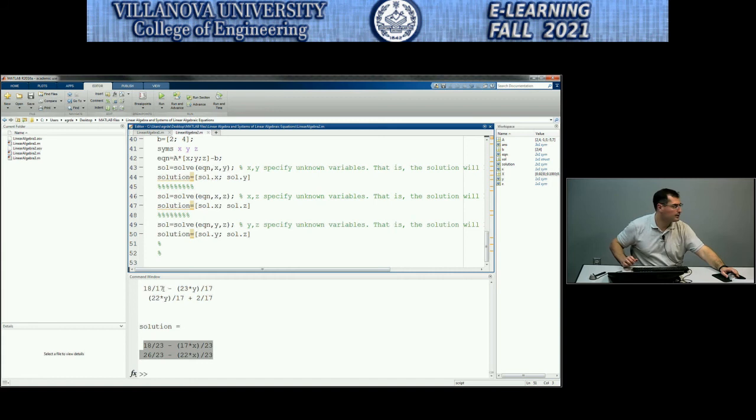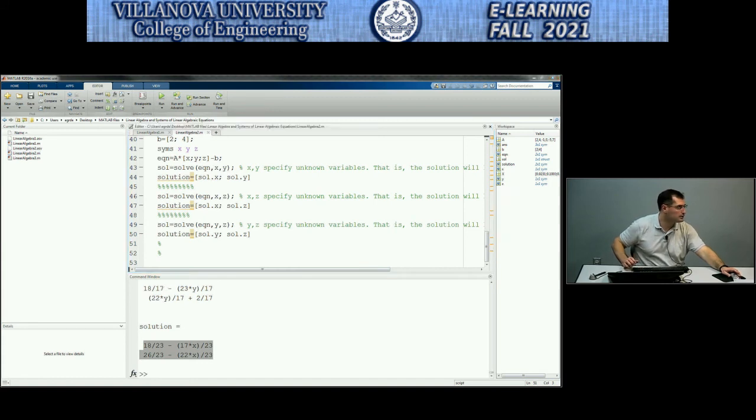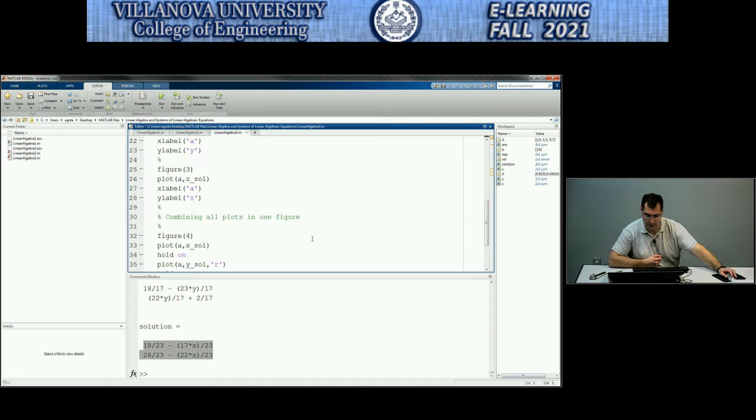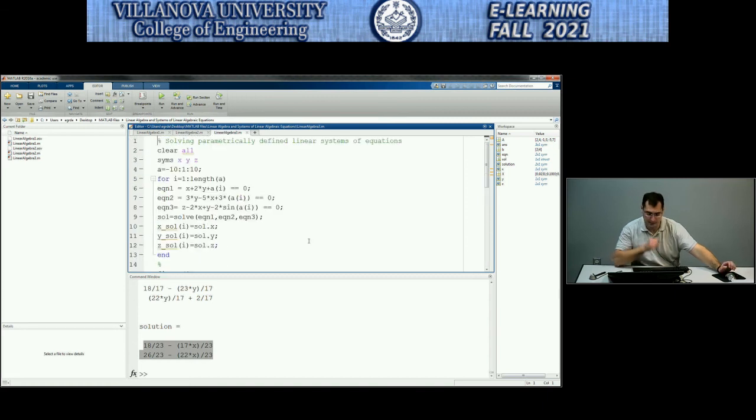Okay, and I do have the last piece that I want to show you: solving parametrically defined linear systems of equations. In some assignments, you might have to solve a system of linear equations which depend on a parameter, and that parameter may take several values. For one value of the parameter, you would have to solve the system and obtain the solution. For another value, you would solve the system again, obtain the solutions, and so on. How to do this in the form of a for loop? Let's take a look at it.